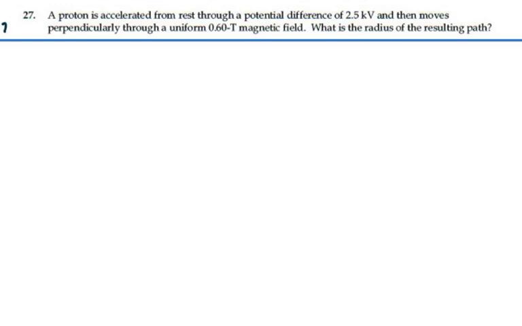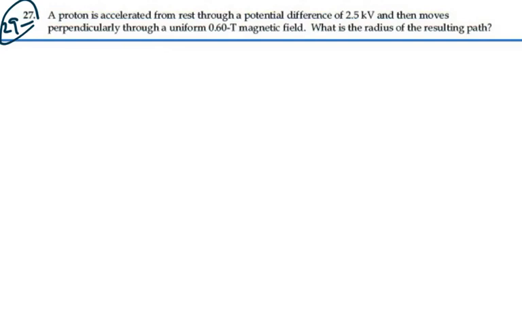Here's problem 2927. A proton is accelerated from rest through a potential difference of 2.5 kilovolts and then moves perpendicularly through a uniform 0.6 Tesla magnetic field. What is the radius of the resulting path?